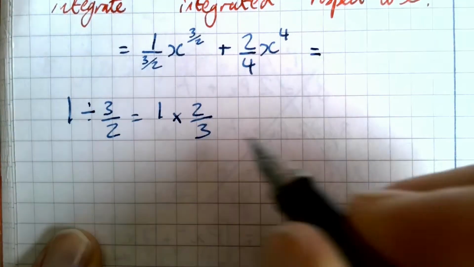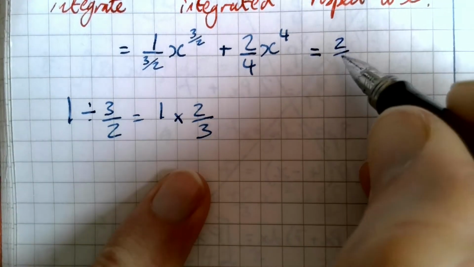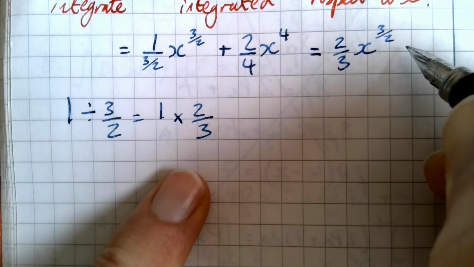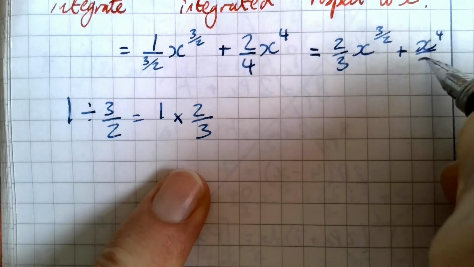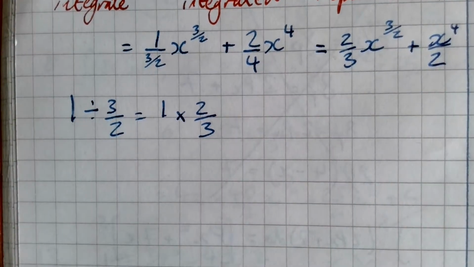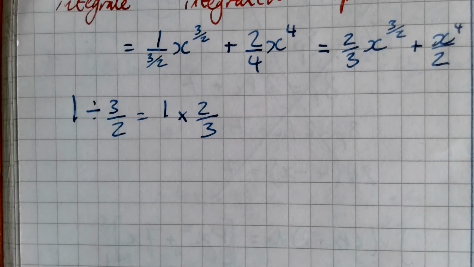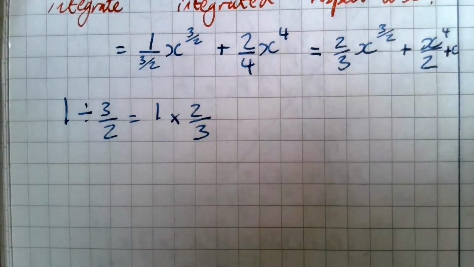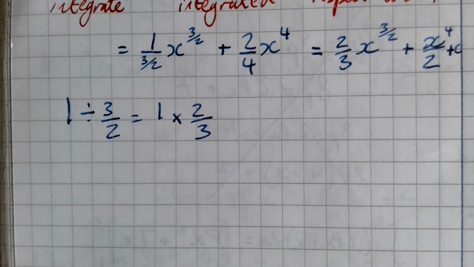So I'm now going to say, right, that's all going to equal 2/3 x to the 3/2 plus x to the 4/2, or I could have written a half x to the power 4. And don't forget the old plus c. Haven't got much room for it in there, have I? Okay, so don't forget that.